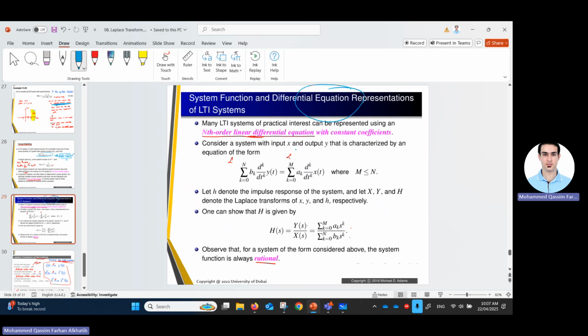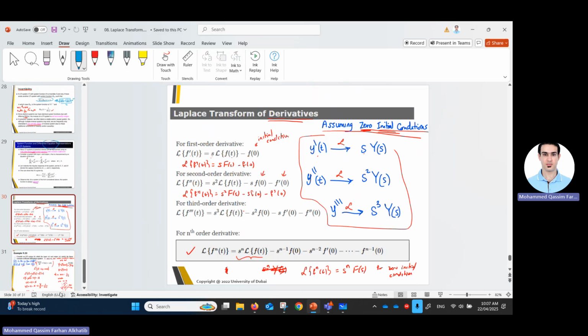Differential equations, pretty much like what we did in the Fourier transform. You will be given a system of differential equations and asked to solve, like find the impulse response, for example. And we'll finish with this example here. So here are some expressions. You will be provided with these expressions.